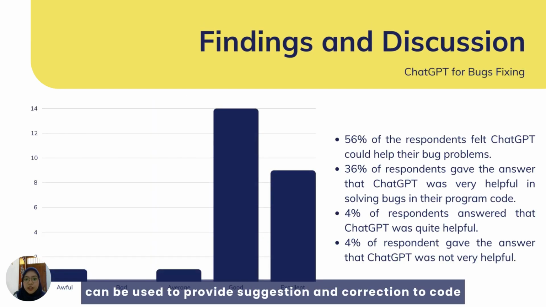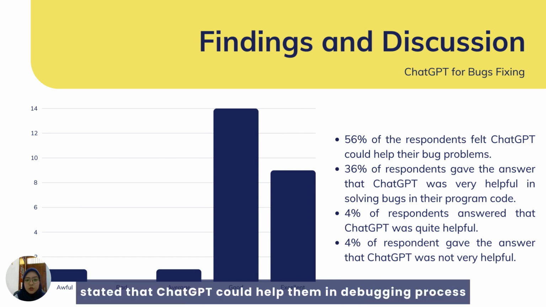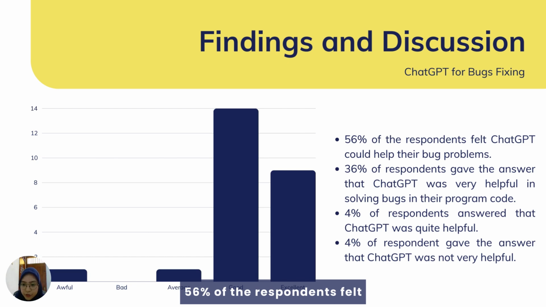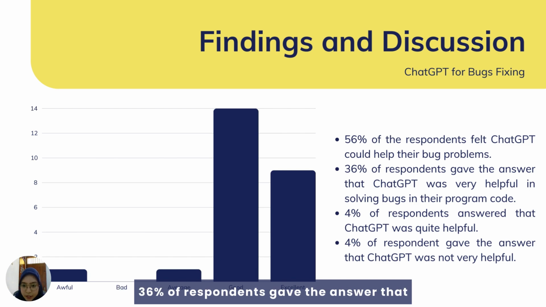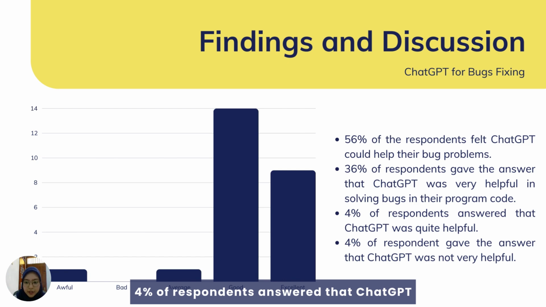Next, ChatGPT can be used to provide suggestions and corrections to code. In this research, most respondents stated that ChatGPT could help them in the debugging process. With 56% of the respondents feeling ChatGPT could help them fix their bug problems, 36% of respondents said that ChatGPT was very helpful in solving bugs in their program code. 4% of respondents answered that ChatGPT was quite helpful, and another 4% answered that it was not very helpful.